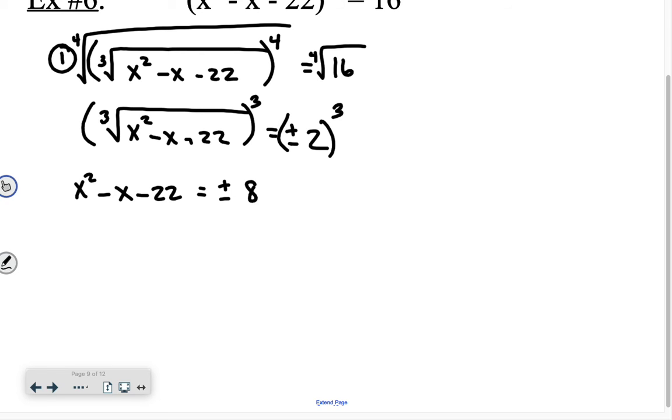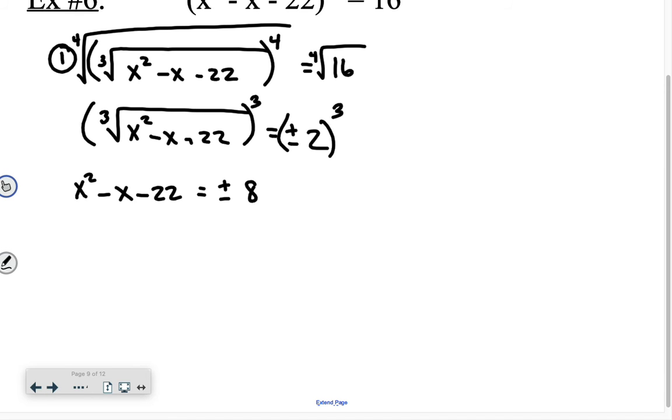And now I'm not necessarily going to stop here, but what would you do to finish this up? You've got a quadratic equation. Assume it equals the positive 8 first. Get it equal to 0. Solve. Then assume it equals a negative 8. Get it equal to 0. Solve. Whether it's quadratic formula or factoring, I think at least one of them, I think both of them are factorable. I might be wrong on that.